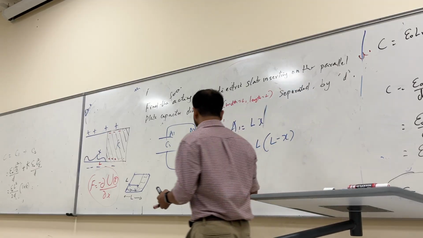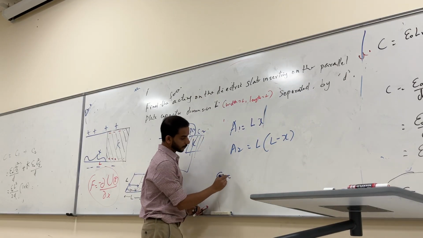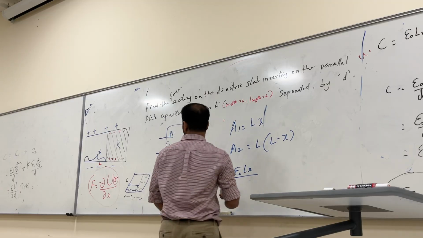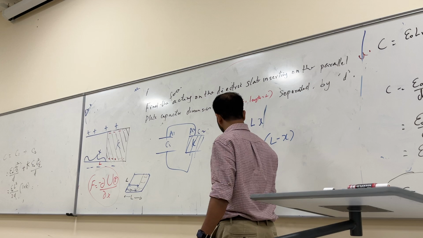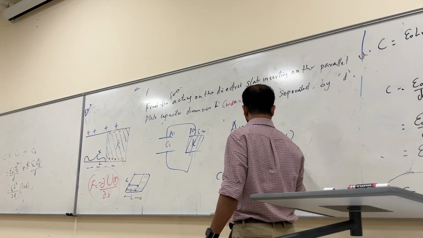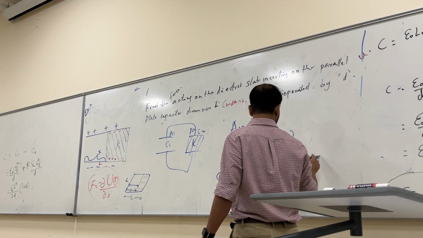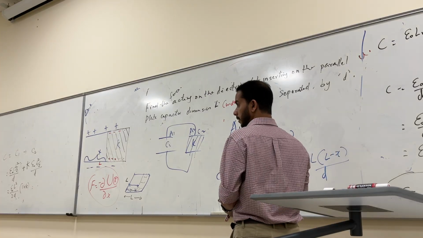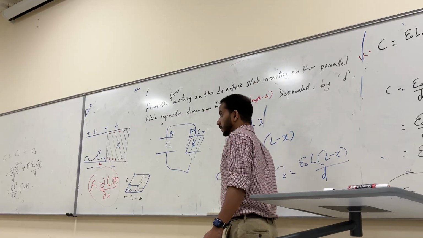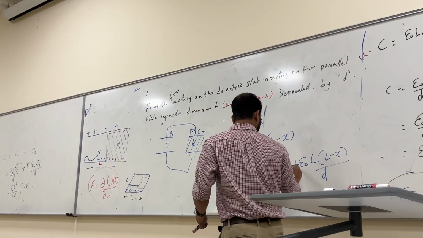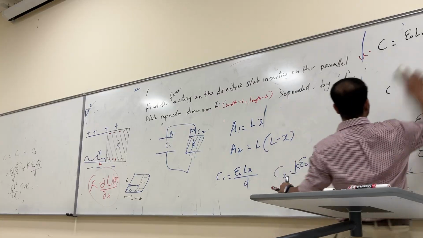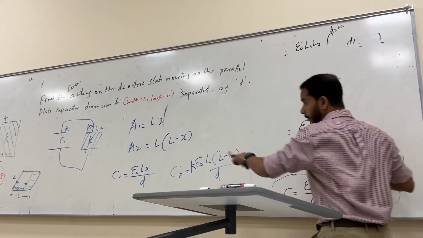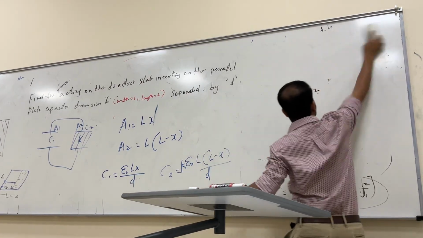So what is the capacitance of the first one? Epsilon 0, Lx. What is the separation? D. Should be correct. And what is the second one? Epsilon 0, L into L minus x over D. Correct? Perfect, that's what I was checking. So you have a K then. Now how do you find the force acting on this slab?